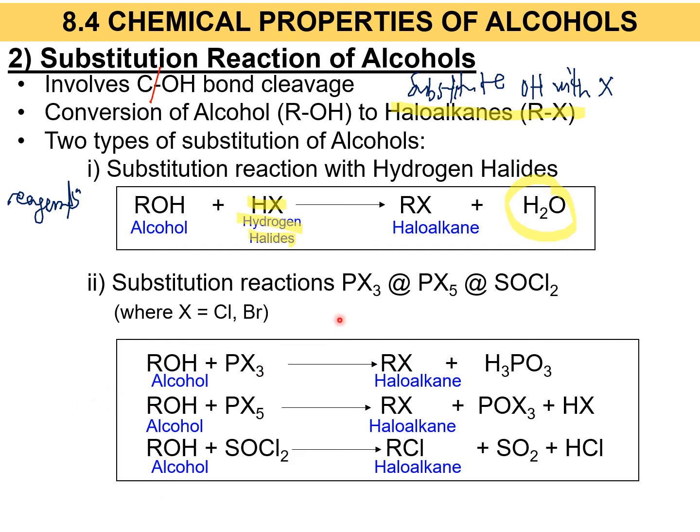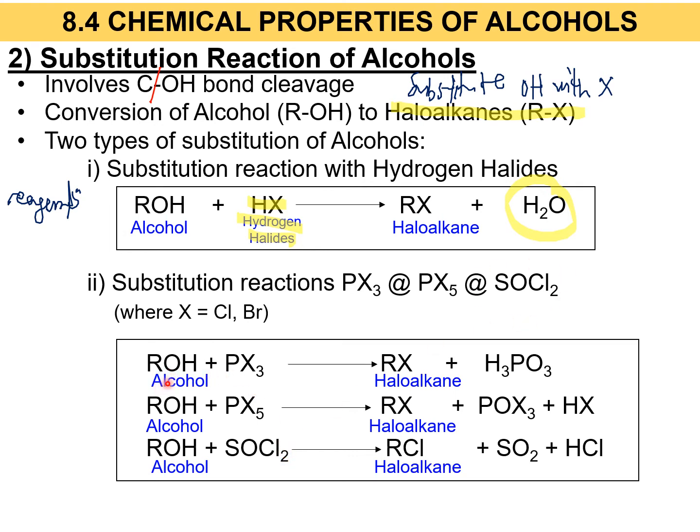Okay, next, kalau let's say you buat substitution reaction dengan 3 jenis reagent, tak kisahlah you guna PX3 ke, PX5 atau SOCl2, you will still get a haloalkane. Tapi you kena careful, kalau PX3 dengan PX5, X2 you boleh, it can either be Cl atau Br. SOCl2 memang SOCl2. Dia tak boleh ubah-ubah.